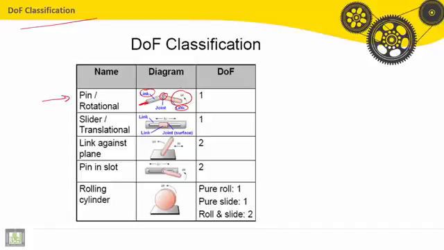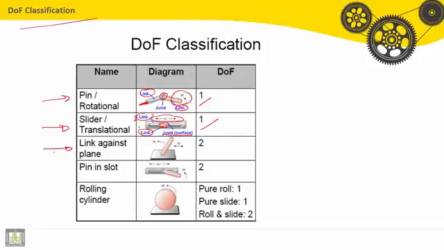So only 1 degree of freedom is present here. It is the angle. Second type is called slider or translation. This link is the slider. This link is fixed to the ground. So the joint between link 1 and link 2 is the surface contact. So the degree of freedom here is the translation or linear motion x or delta x. So degree of freedom is 1.